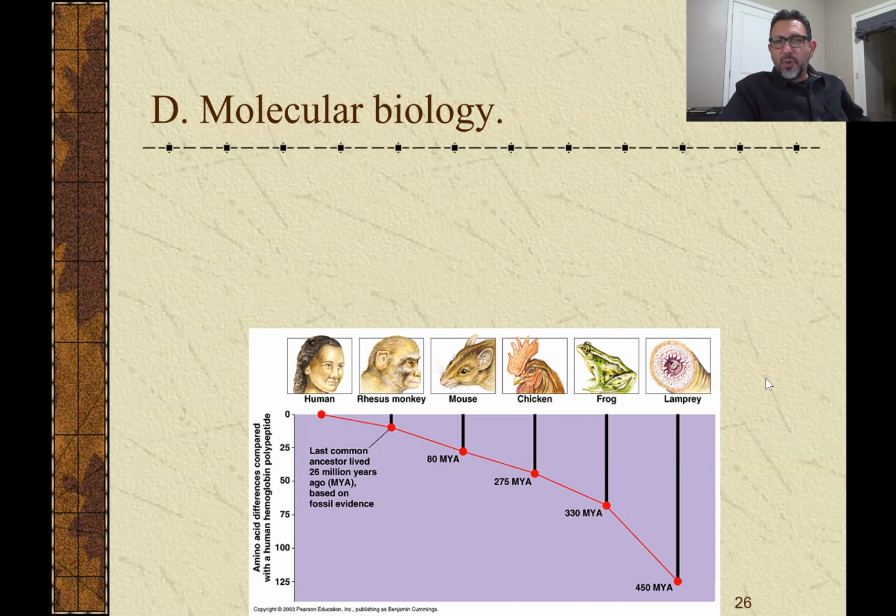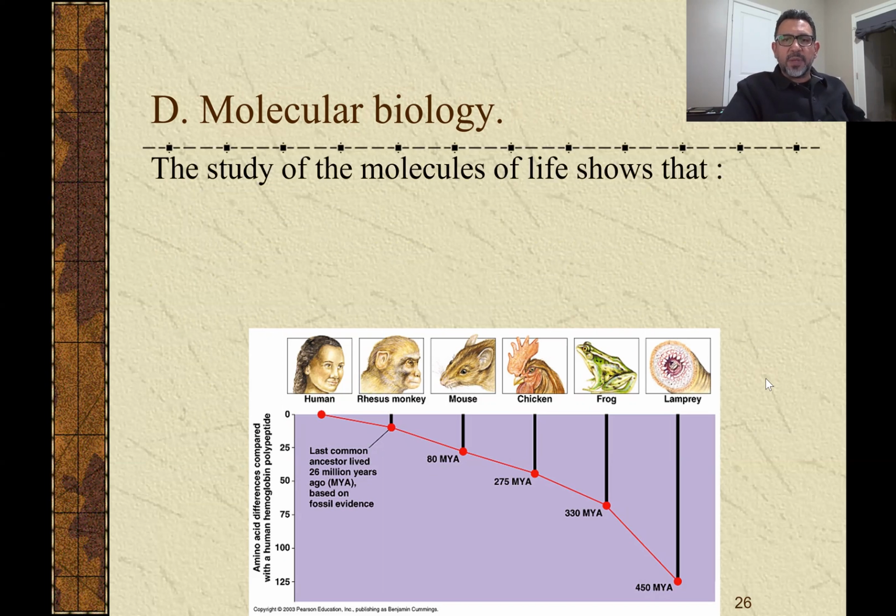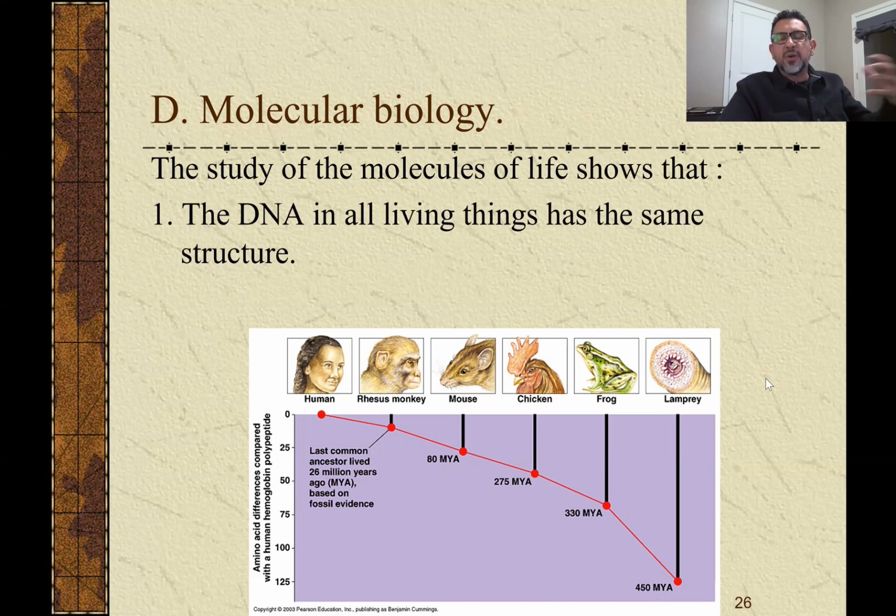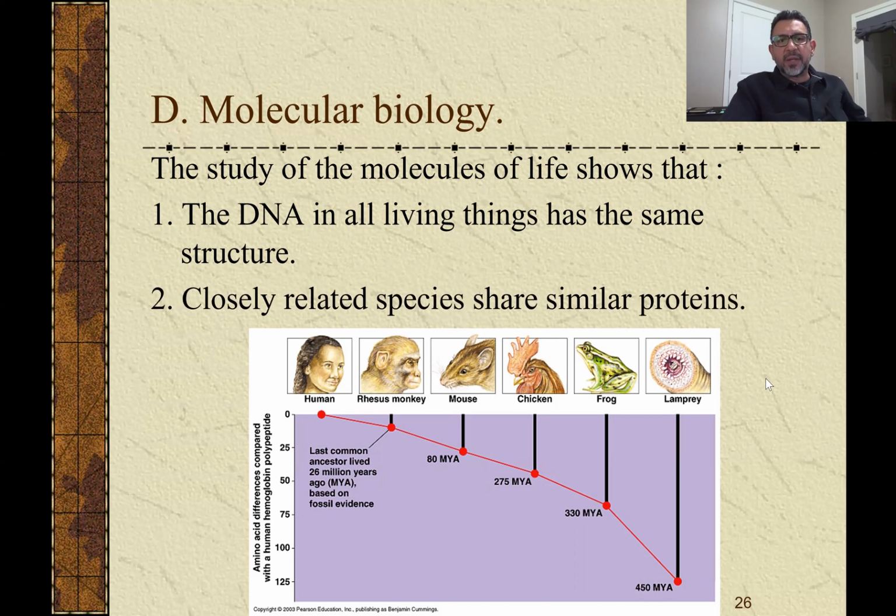Molecular biology, as I mentioned before, similarities in DNA and proteins are going to be useful also for drawing conclusions, making inferences about similar species that have a similar evolutionary history. When you look at the DNA of all living things, many evolutionary biologists argue that all DNA is always made up of the same four bases: adenine, thymine, cytosine, and guanine. Therefore, the inference is that all living things have evolved from a common ancestor that had the same type of DNA. Also, when you look at closely related species, there's going to be similarities in proteins.